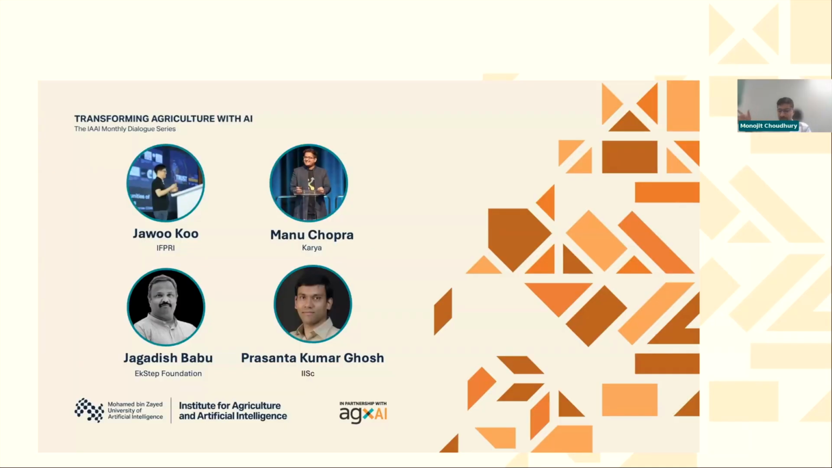And one theme that I see is, Manu, you talked about, and Prashanta, you also talked about, creation of data and how there are various challenges in how we create data. Then come the issues of interoperability and access, because until the data is discoverable and accessible, which Jawoo, you referred to, Jagdish, you referred to, is very important.